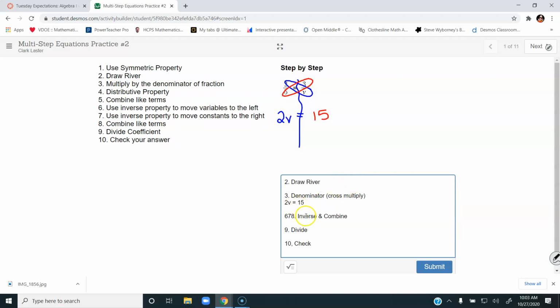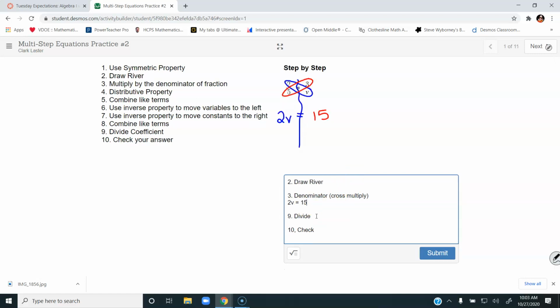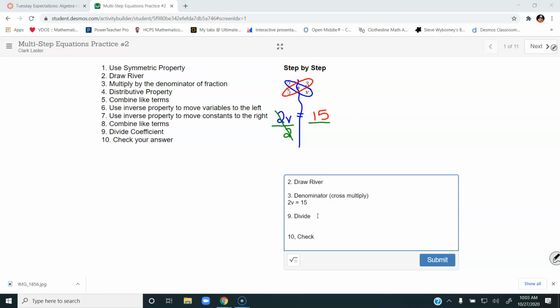Now, as I look at this problem, I actually don't have to do 6, 7, and 8. While I had that idea, I don't even have to do it because there is nothing for me to combine and move. It happens to be on the same side right now. The next thing I'm going to do is divide. So I'll do step 9, which is divide. And I get 5 halves. So on my paper, I would write v equals 5 halves. Now I'm going to check this information. I'm going to simply put my answer in for the problem.